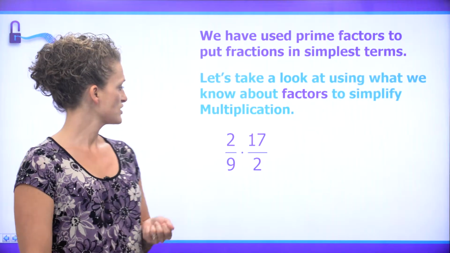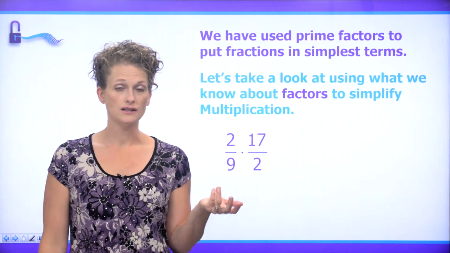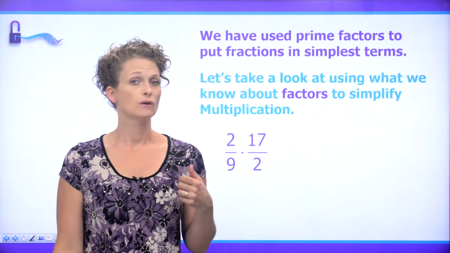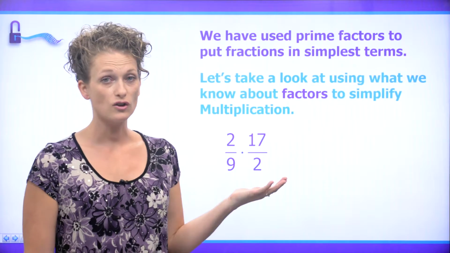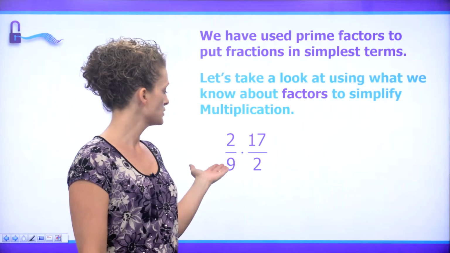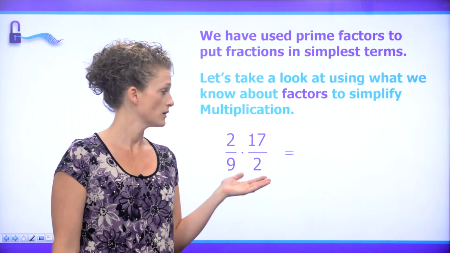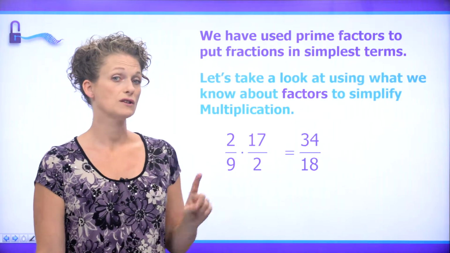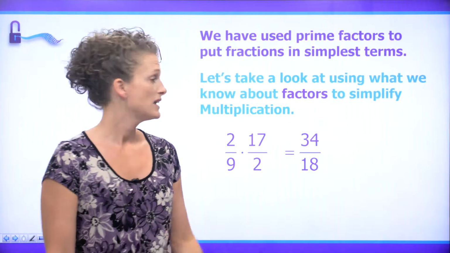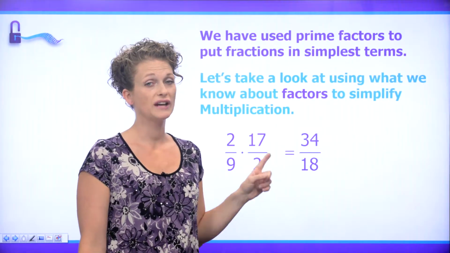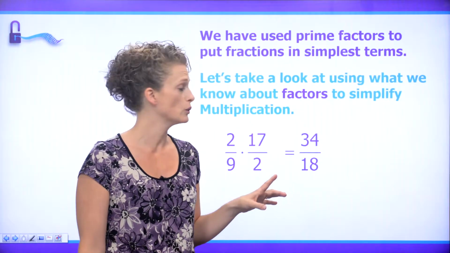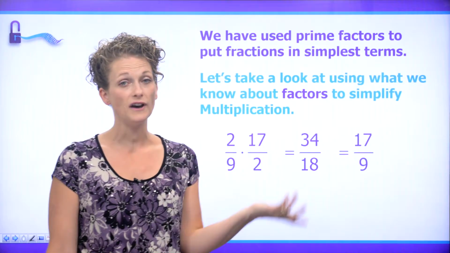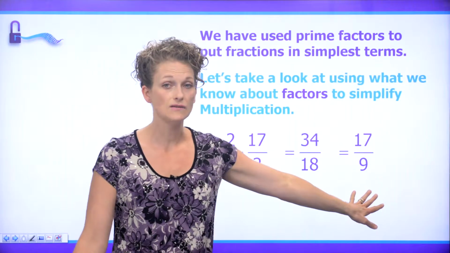So here we have a question where it's 2 over 9 times 17 over 2. Now, normally we would just multiply straight across with the numerators and multiply straight across with the denominators, and we would get 34 over 18. Now, we can look at these using our divisibility rules and realize that these are both even numbers. So we're going to have to at least divide by 2 in order to simplify. So when we divide by 2, we get 17 over 9.